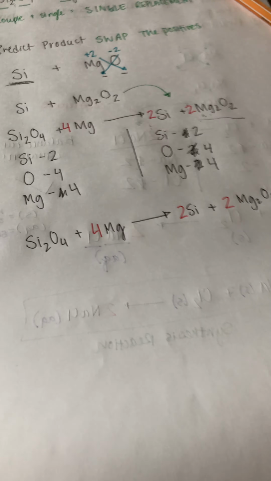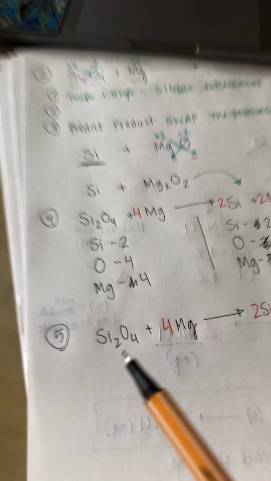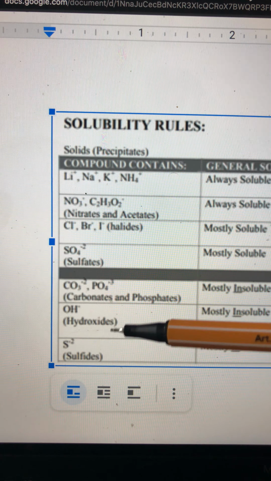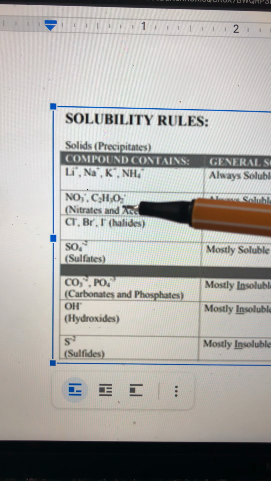Okay, so let's do this. So here's the key. We're gonna check our solubility chart because this is a couple. So let's go through first. The singles, right, are gonna be solid. Any singles are solid. Don't have to worry about them. Si2O4 is a couple. So now we need to go to our table. And we're gonna look in this column and see if we see any silicon. Let me make sure it's, okay. Any silicon. I don't see silicon at all, and no Si, and I see no oxygen on its own.